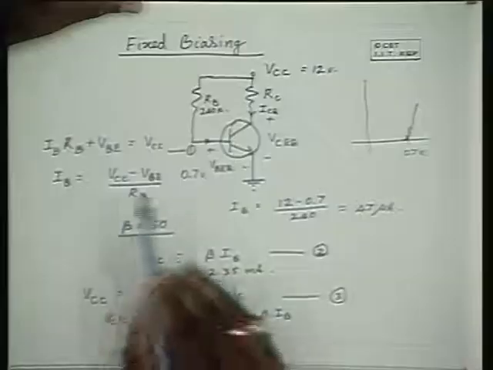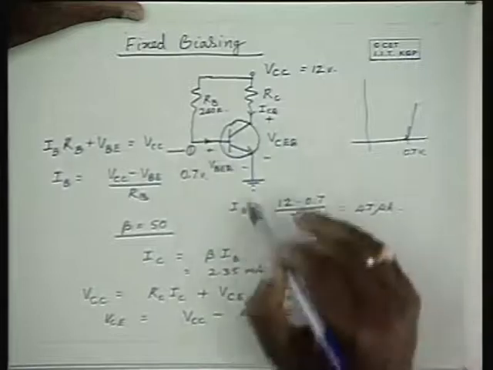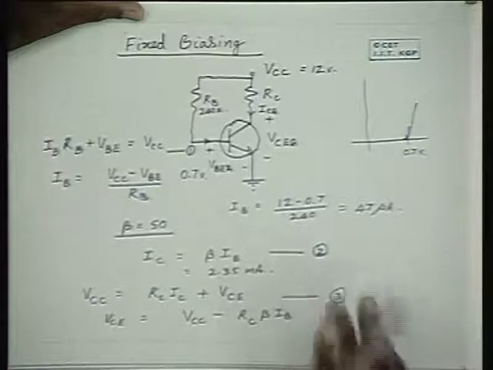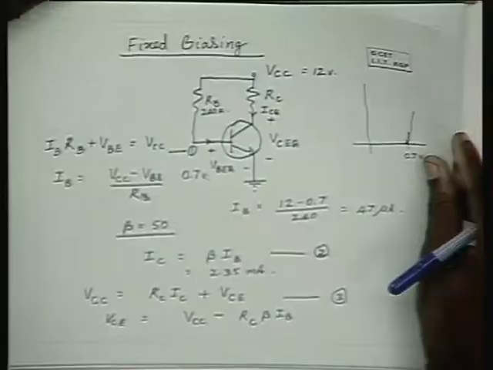Before going to the other biasing circuits, please note that the fixed biasing circuit is a very simple circuit. Analysis is simple and design is also simple. It is governed by simple equations. That is the advantage. But it is associated with some disadvantages too. So what are the disadvantages?